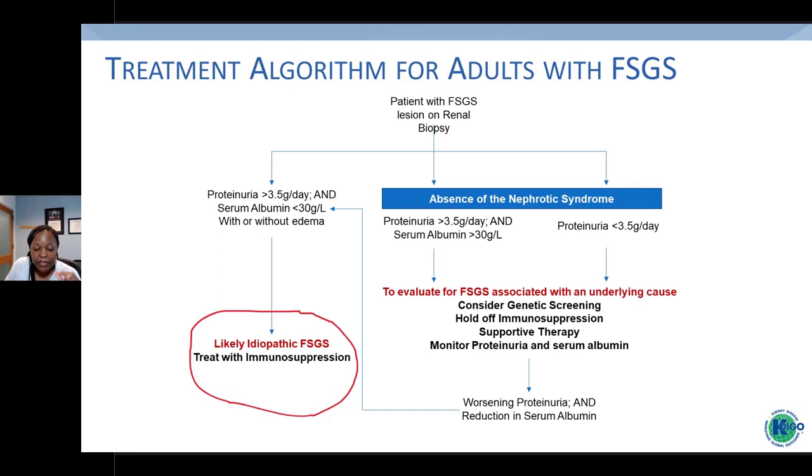So, based upon data like these, the KDIGO working group felt it important to highlight, again, primary FSGS, defined as FSGS with nephrotic syndrome, as being the patient population that you want to target with immunosuppression in the hopes of improving their prognosis by achieving some remission status.